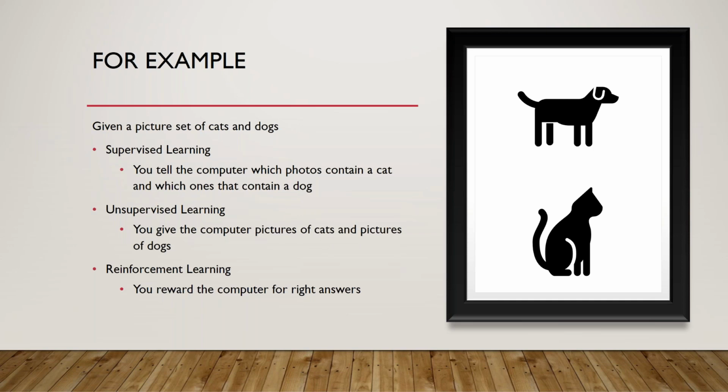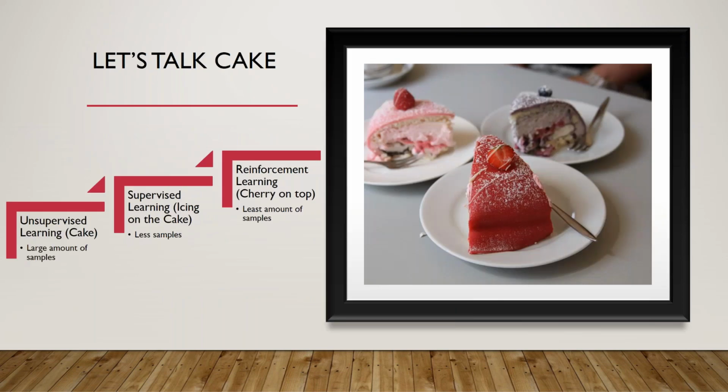Now, reinforcement learning is probably the most exciting, and it is the one that best mimics natural intelligence. The idea is you reward the computer for right answers and you punish the computer for wrong answers. Now, how do you reward and punish a computer? I don't know, no RAM upgrade for you, but just work with me here.